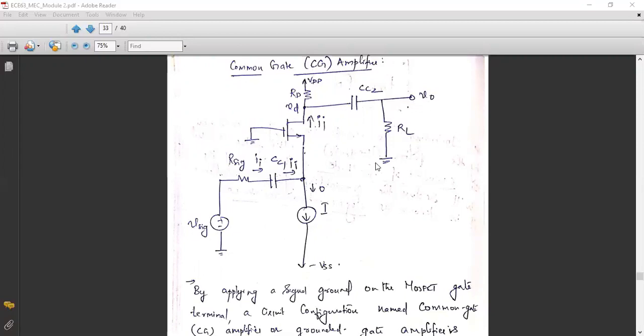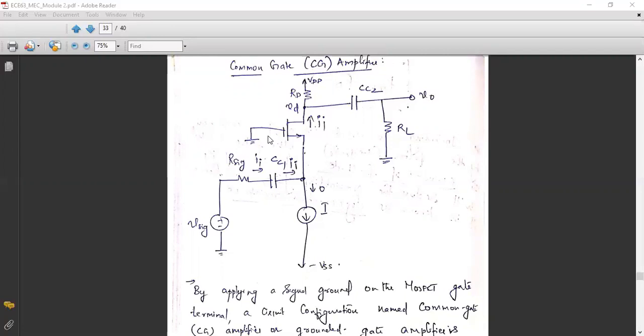From the figure, it is obvious that the source is common to both input and output. And meanwhile, the gate is grounded. Sorry, it's not source, the gate is grounded, common to both input and output. So it is known as common gate, not common source, because here the input is the source and the output is the drain. So the gate is acting as common to both input and output, and that is why it's known as common gate amplifier.